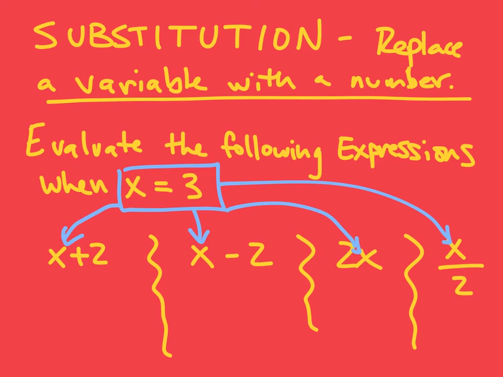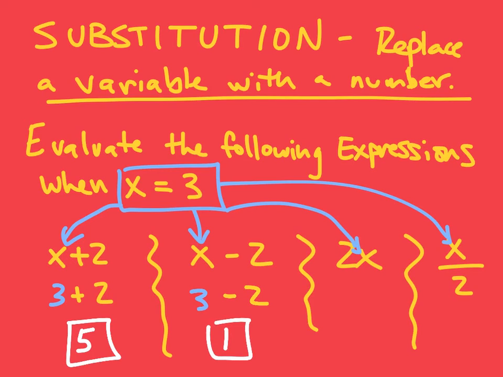My first one, I'm going to write this out and say 3 plus 2. When it says evaluate the expressions, it means substitute 3 in for x and then do the math. 3 plus 2 is going to give me a value of 5, and that's my answer. Over here, I would plug in 3 for x and then subtract 2, and then do the math. 3 minus 2 is going to give me 1.